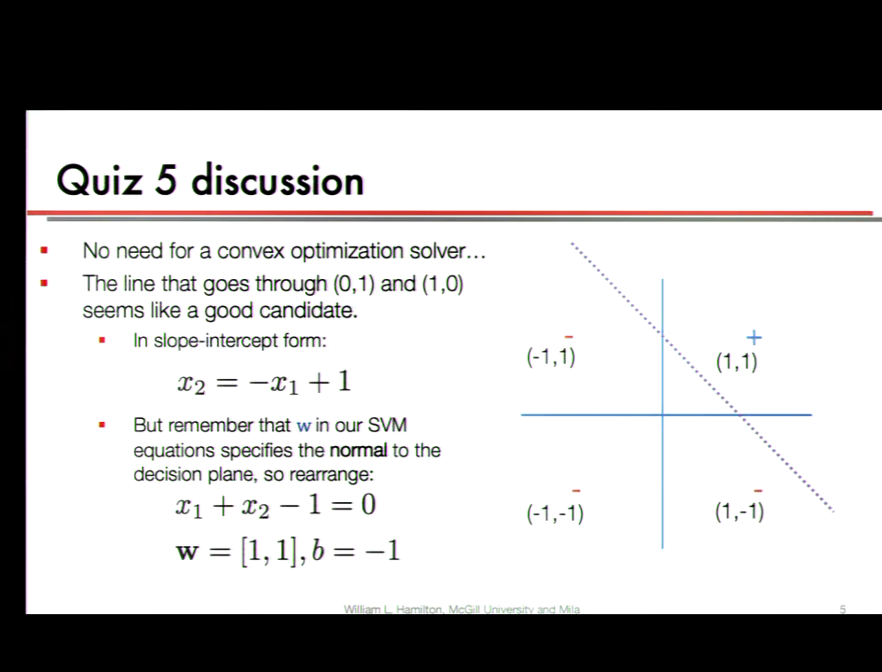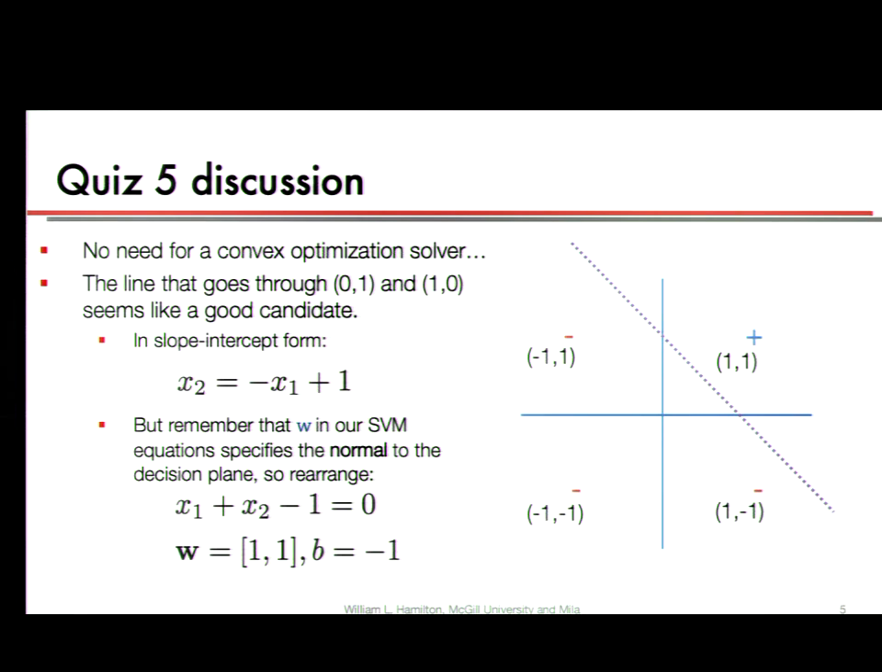Another thing you can do is look at this and reason a little bit and think, well, a reasonable line is going to be the line that goes through (0, 1) and (1, 0). We can use our knowledge of basic linear algebra to figure out the equation for that line, the line that goes through (1, 0) and (0, 1). We can solve for the classic slope-intercept form of that. This is like y equals mx plus b, but we have x1 and x2 instead of x and y there.